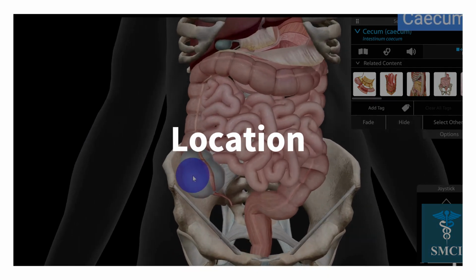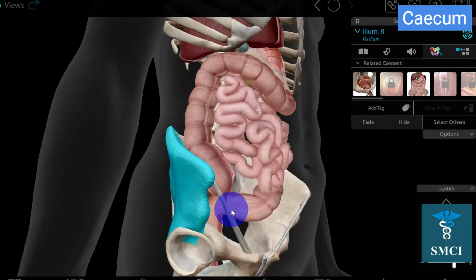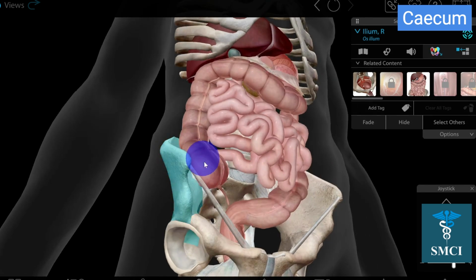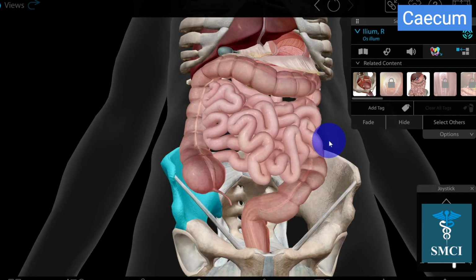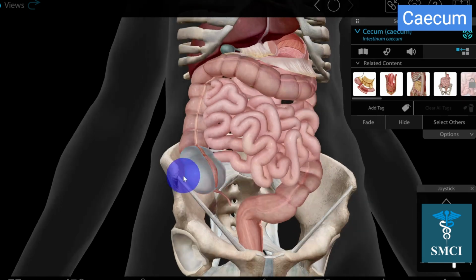So for that we will discuss the location, where this cecum is located. Here you can see the ilium bone, and here is the iliac fossa. It is situated on the right side of the iliac fossa. As we know, it is only present on the right side. So the cecum is located in the right iliac fossa.